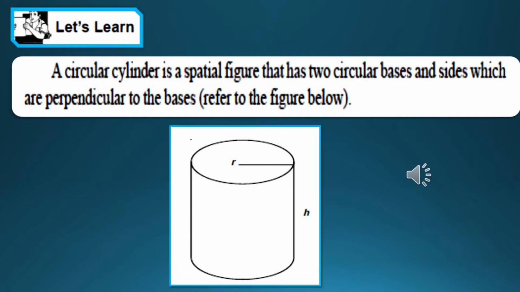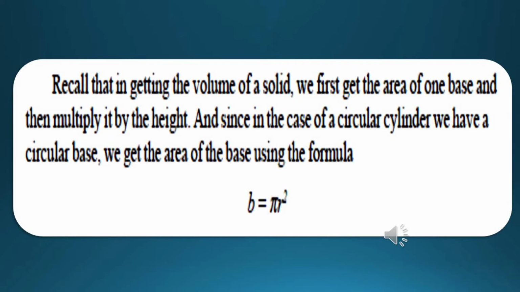Let's learn about a circular cylinder. A circular cylinder is a special figure that has two circular bases and sides which are perpendicular to the bases. Recall that in getting the volume of a solid, we first get the area of one base and then multiply it by the height. And since in the case of a circular cylinder, we have a circular base, we get the area of the base using the formula.